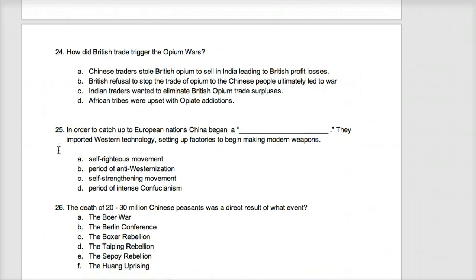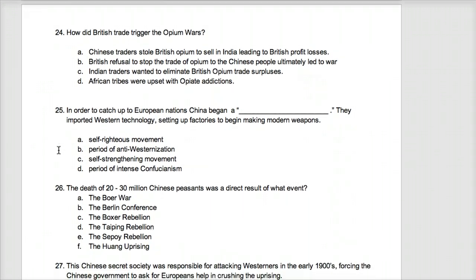24. How did the British trade trigger the Opium Wars? A. Chinese traders stole British opium to sell in India, leading to British profit losses. B. British refusal to stop the trade of opium to the Chinese people ultimately led to war. C. Indian traders wanted to eliminate British opium trade surpluses. Or D. African tribes were upset with opiate addictions.